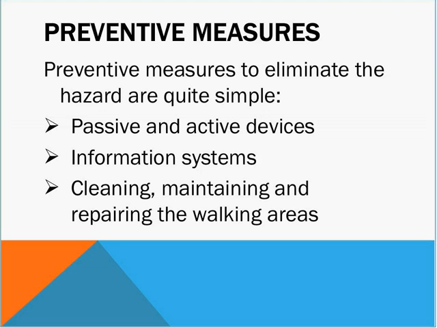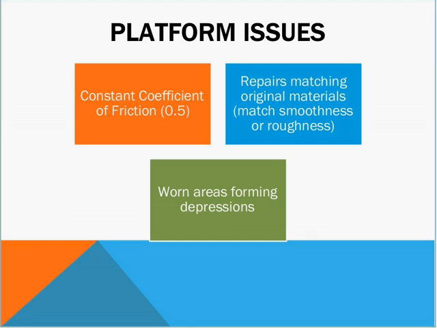The gaps could be from expansion joints. And if there are expansion joints, sometimes the filler material, because of changes in temperature, rises above the surface. And sometimes because of the caustic materials that are used to clean surfaces, they become damaged. All this has to be taken into consideration as part of preventive measures. Some of the platform issues are having a coefficient of friction of 0.5, recommended by the various standards, and making sure that repairs are done in a proper manner and that worn areas are taken care of.